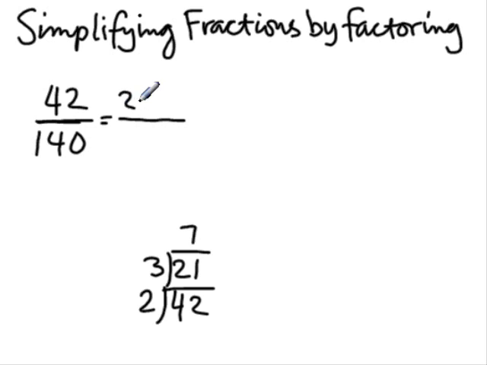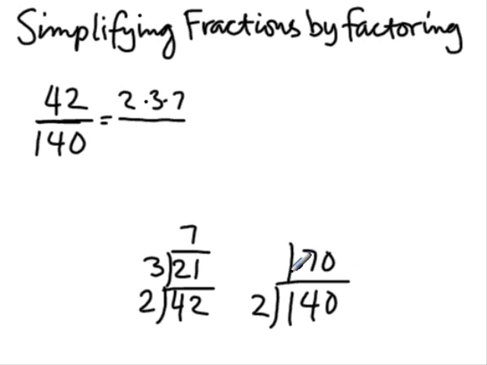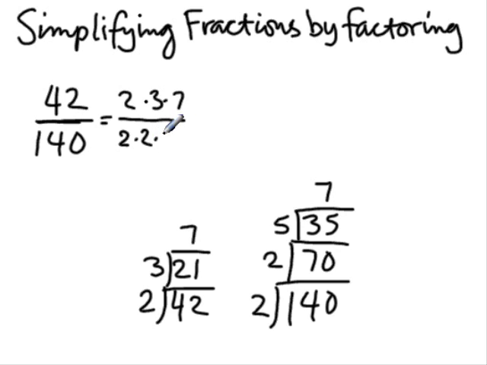And this is 2 times 3 times 7. And what are the prime factors of 140? Well, 2 goes into 140 70 times. 2 goes into 70 35 times. And 5 goes into 35 7 times. So the factors of 140 are 2 times 2 times 5 times 7.